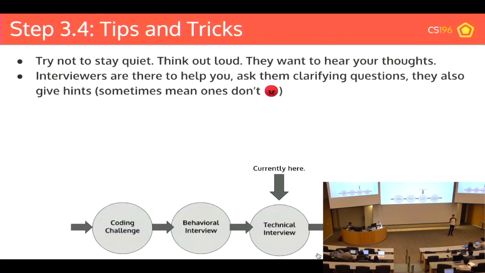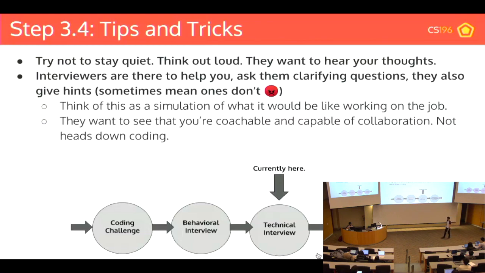They want to see you get a solution to the problem. So don't be afraid to ask them questions about things that you're not sure about, and listen to the things that they're telling you. Because again, sometimes they want to lead you in the right direction or lead you away from the wrong direction. So think of this as a simulation of what it would be like working on the job.